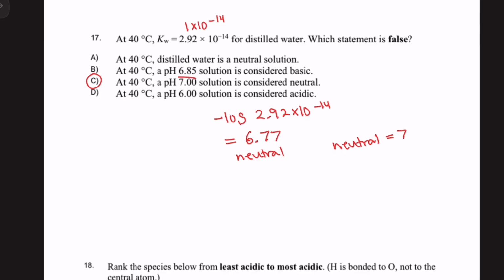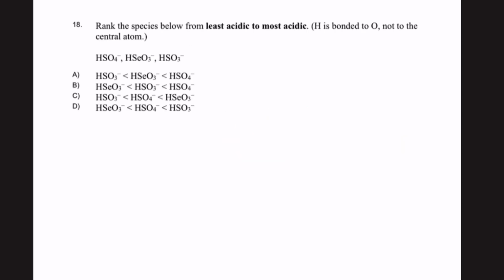A pH of 6.85 is considered basic. This is greater than our calculated value. So yes, it is basic. And option D, a pH 6 solution is considered acidic. This is also true because it is less than 6.77, so it's acidic. So the false statement here is option C. All right, question number 18. Rank the species below from least acidic to most acidic. The H is bonded to the O, not to the central atom.